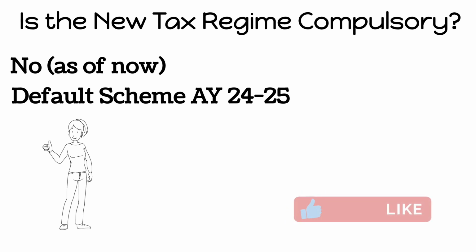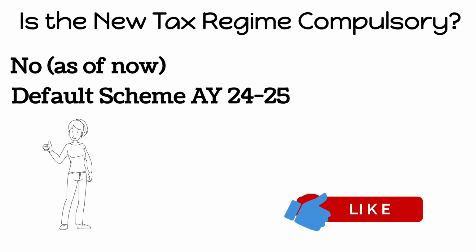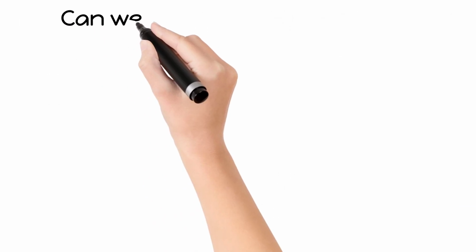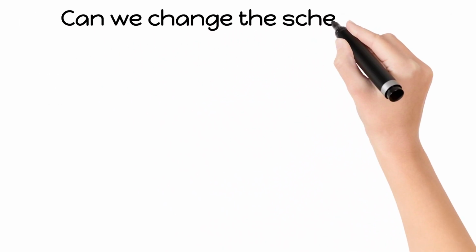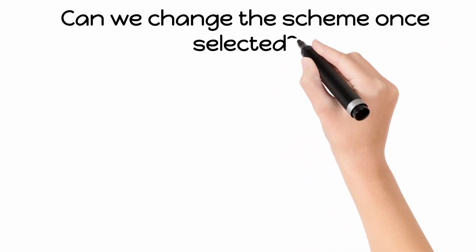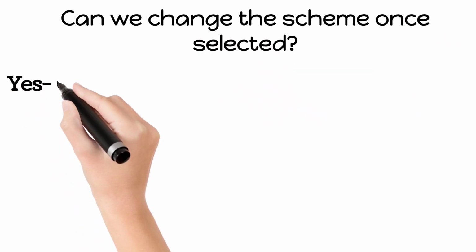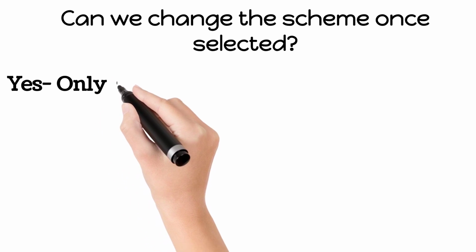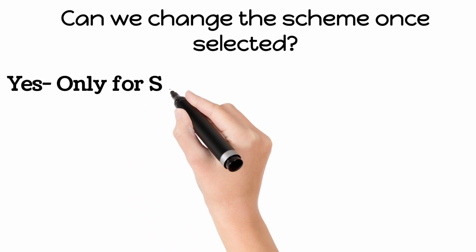That means the new tax regime will be taken by default by the income tax department if you don't select otherwise and opt for the old tax regime. So taxpayers will now have to be more careful while selecting the tax scheme in the assessment year 24-25 or financial year 23-24. Can we change the tax scheme once selected?